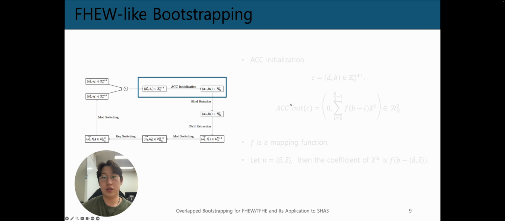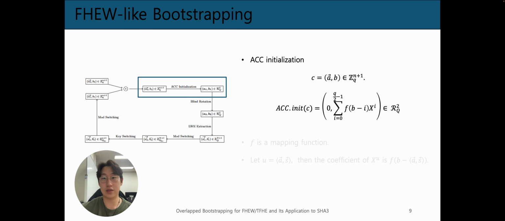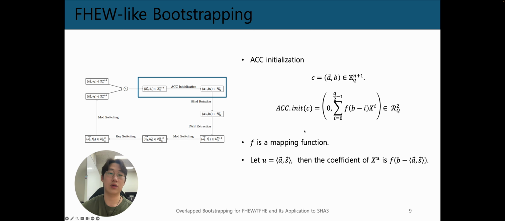After that, we define the cryptography accumulator, ACC, and initialize it. The input is a ciphertext, and the output is a tuple consisting of a zero polynomial and a polynomial whose coefficients are computed as b minus I, where b is the ciphertext applied to the function f. Here f is some mapping function, and notably, if u is the inner product of a and s, then u's coefficients represent the encryption of f, where the input corresponds to the decryption of the ciphertext.